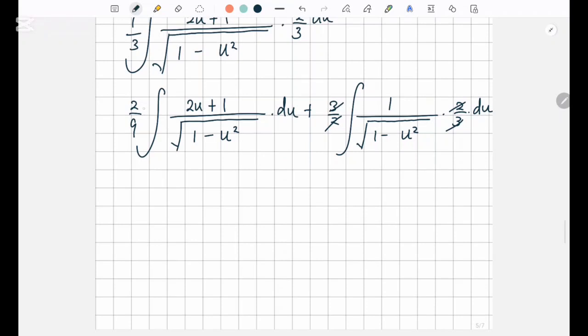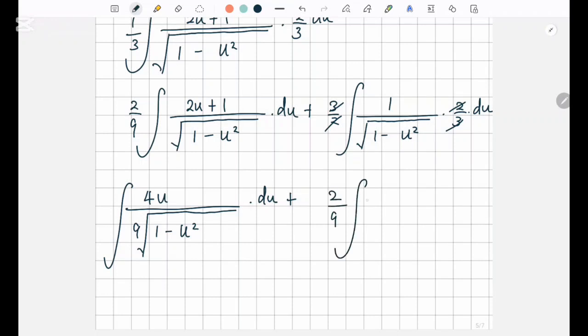So let's expand 2 over 9 with the numerator, and you can see you'll have 4u over 9 into root 1 minus u squared dot du, and you'll have plus 2 over 9 integral of 1 over root 1 minus u squared dot du.